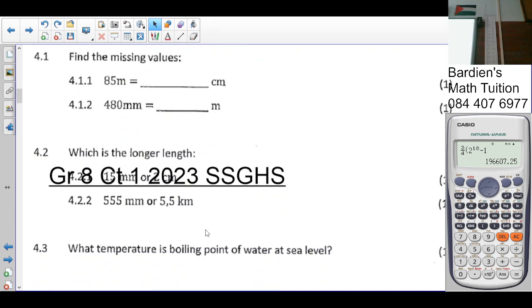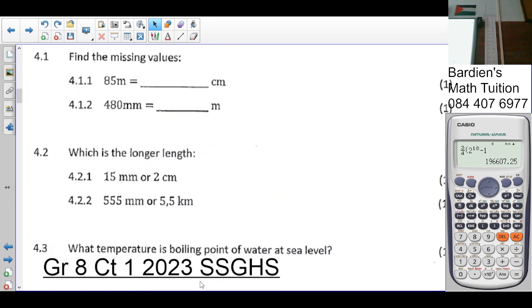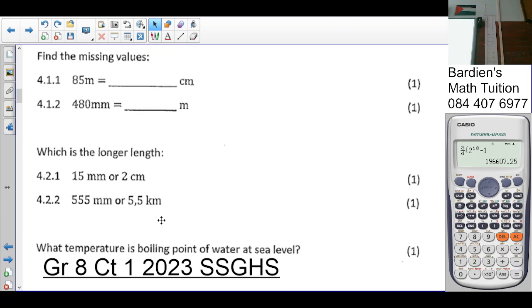Next question, question 4.1. Find the missing values. 85 meters equals how many centimeters? How many centimeters are there in a meter? 100. So I must multiply, as the number is getting bigger. So it's going to be 8,500 centimeters. You all agree with that?